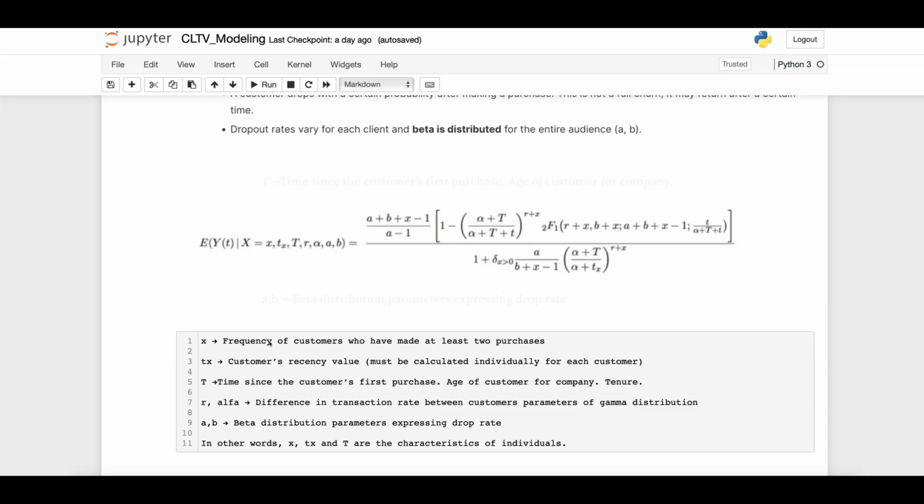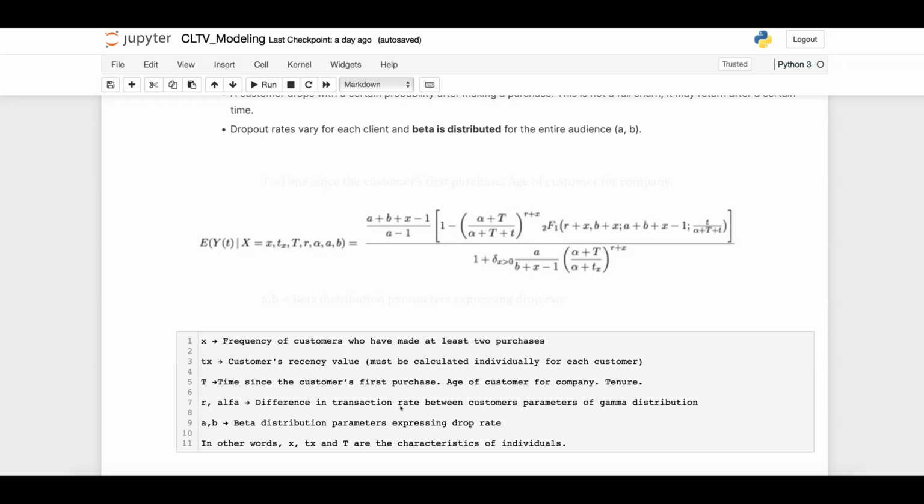X refers to the frequency of the customer who has made at least two purchases. tx refers to the customer's recency value and must be calculated individually for each customer. Then we have T, the time since the customer's first purchase, the age of the customer or company tenure, and then we have parameters like r and alpha, which basically account for the difference in transaction rate between customers, the parameters of the gamma distribution. And a and b basically refer to the beta distribution parameters expressing dropout rate. And finally, X, tx, and T are the characteristics of each individual customer.